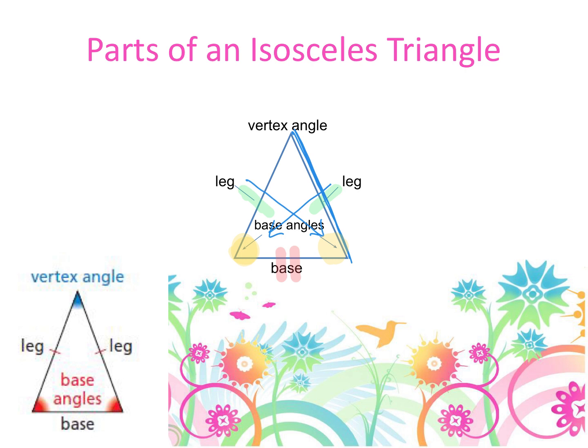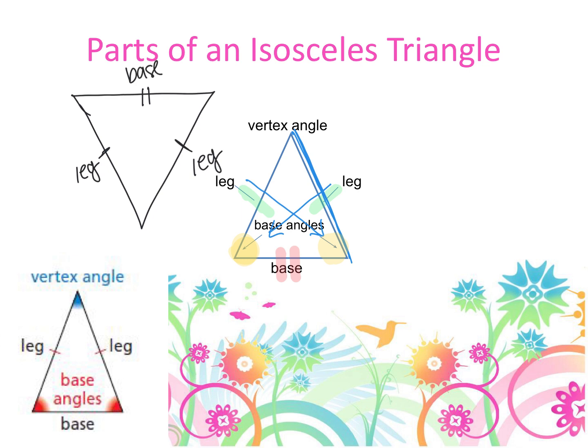I also want you guys to be aware that your triangle will not always be sitting on its base. On a test or quiz, you may see a triangle that is upside down. These two sides are still considered my legs because they're congruent. And this is still going to be considered my base. Okay? So looking at the triangle that I drew, I'm going to label it ABC.